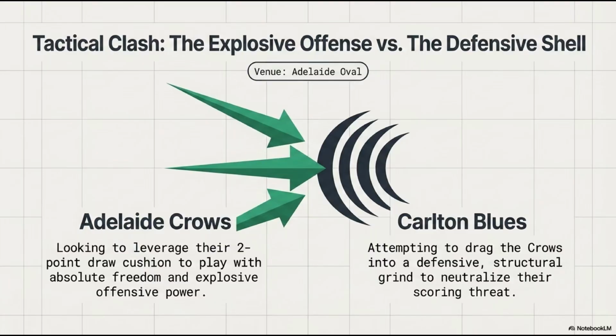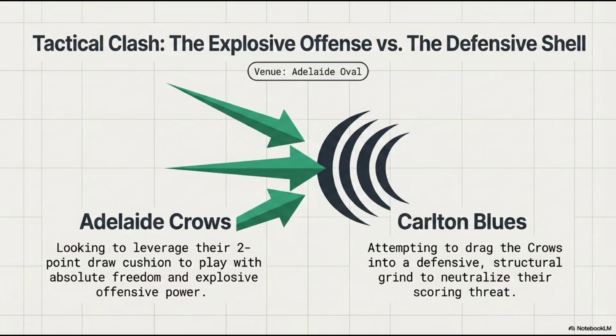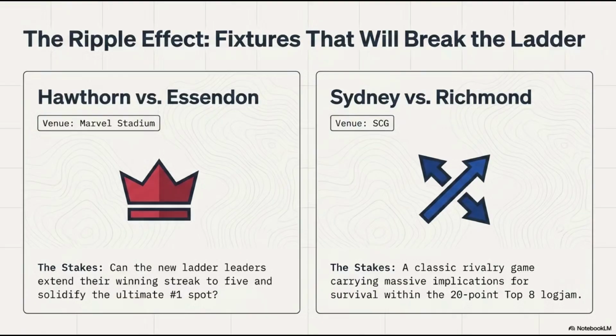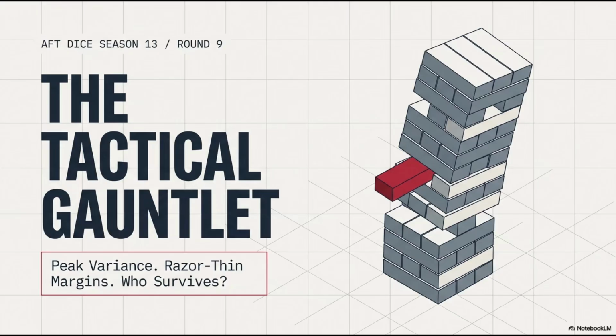But here is where the data gets incredibly bizarre. Oh, yeah. There is a third team tied at the top with 24 points, Brisbane. And based on everything we just talked about regarding sustainable metrics, Brisbane shouldn't logically be there. They are the great anomaly of Season 13, without a doubt. They're in third place, defying the odds, because they have a winning record despite having a negative percentage.